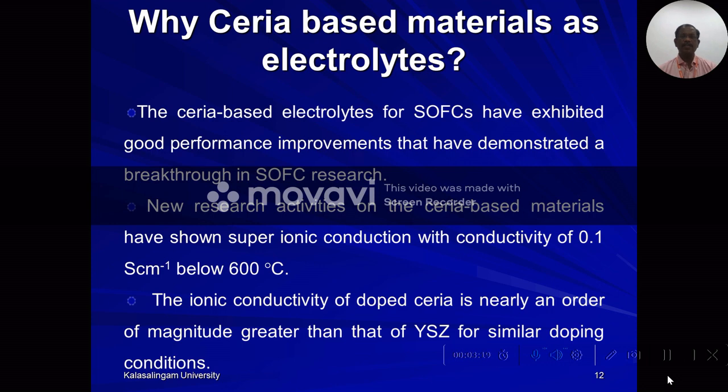Why ceria-based materials as electrolytes? The ceria-based electrolytes for SOFCs have exhibited good performance improvements that have demonstrated a breakthrough in SOFC research. New research activities on the ceria-based materials have shown superior ionic conduction with conductivity of 0.1 Siemens per centimeter below 600 centigrade. The ionic conductivity of doped ceria is nearly an order of magnitude higher than that of yttria-stabilized zirconia for similar doping conditions.